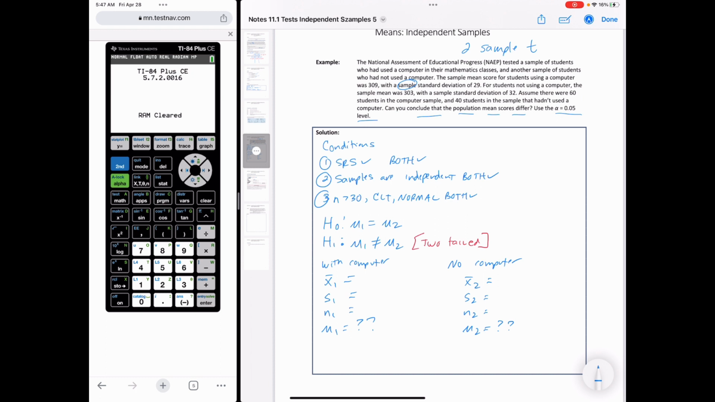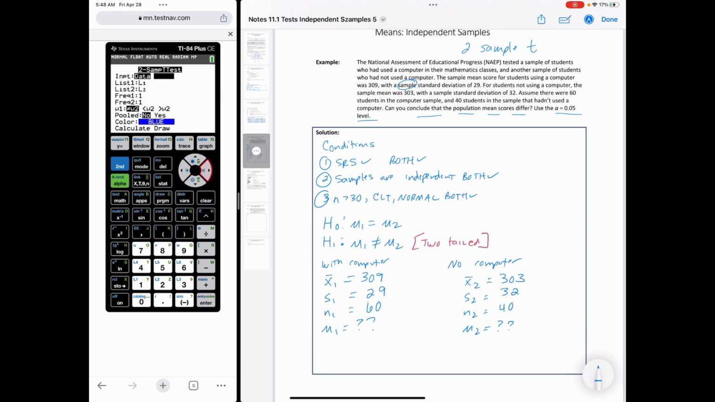With computer, your X bar 1 is 309. Your S of 1 is 29. Your N of 1 is 60. Without computer, the sample mean was less, 303. The standard deviation was 32. And the sample size was 40. And I'm going to go to the calculator and I'm going to do a test. And this is going to be a 2-sample T test.